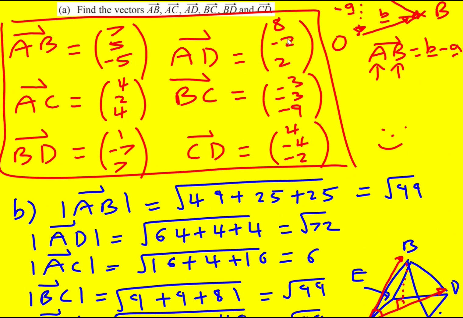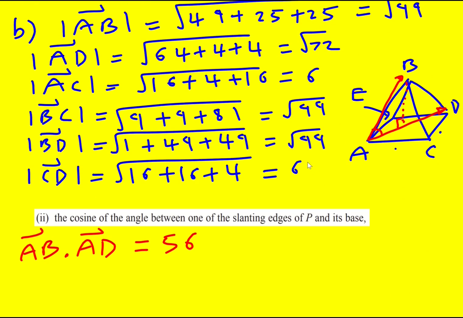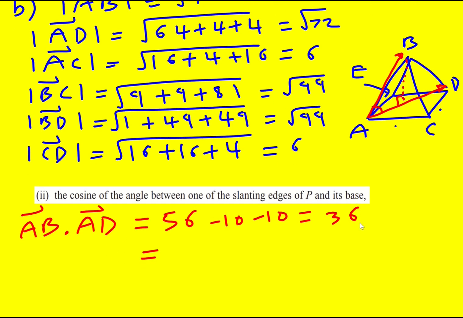And then it will be minus 10 and minus another 10, which will give 36. And the second way the dot product is written, remember that's times in the components, is to times the magnitudes and then times by cos theta. So I've got root 99, I've got root 72, and I've got cos theta.